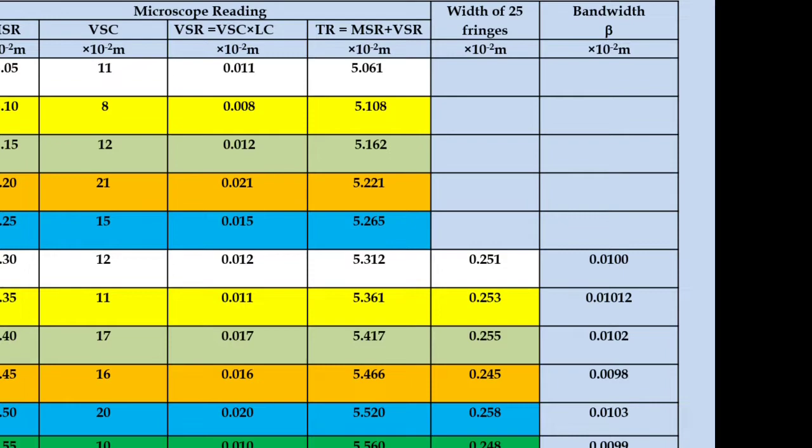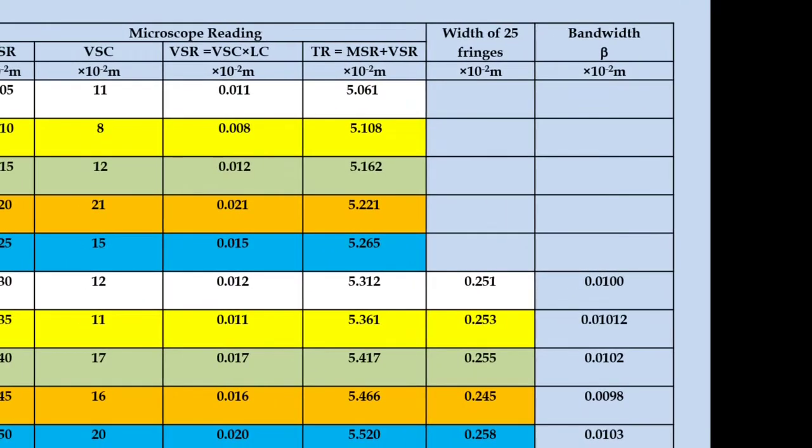Next we have to calculate the bandwidth beta. Actually, our intention is to find the bandwidth here. So what is the bandwidth? It is the distance between two consecutive dark fringes or bright fringes.